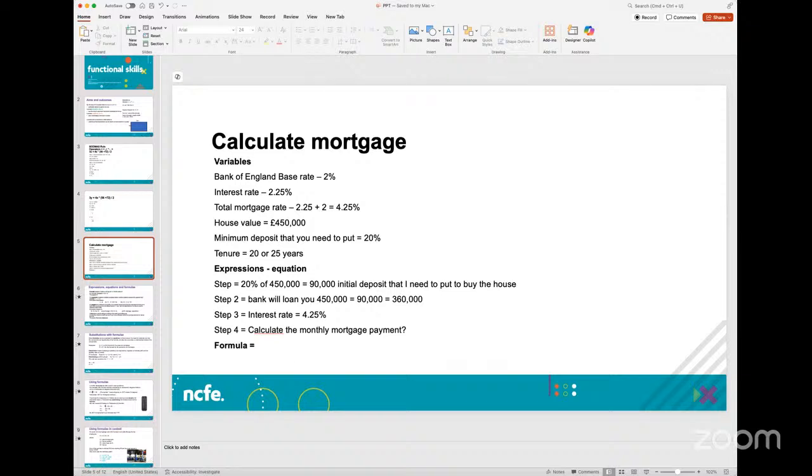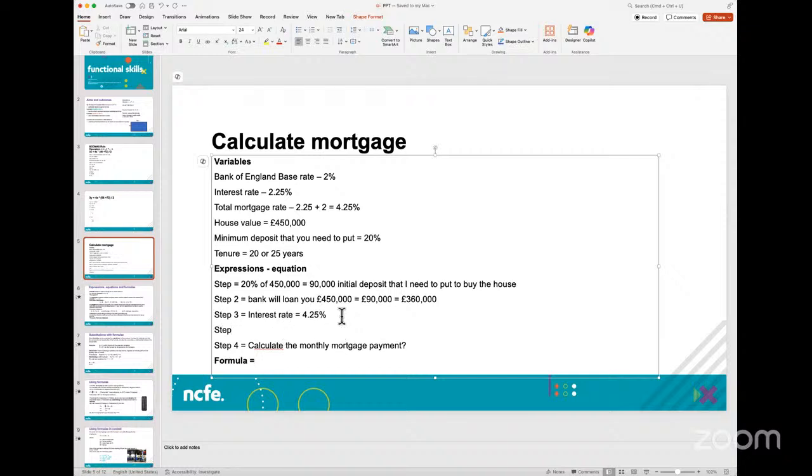Thank you. Now, we need to find the formula that will allow me to calculate the monthly payments for this mortgage. My loan amount is going to be 360,000, I'm going to pay an initial deposit of 90,000, the total house value is 450,000, and the interest rate is 4.25%. I am going to get this mortgage, and the tenure of the mortgage is 20 years. So I'm going to be borrowing 360,000 from the bank for 20 years.